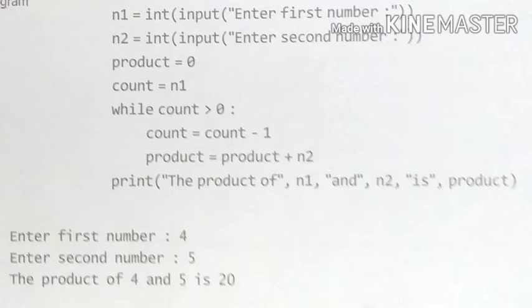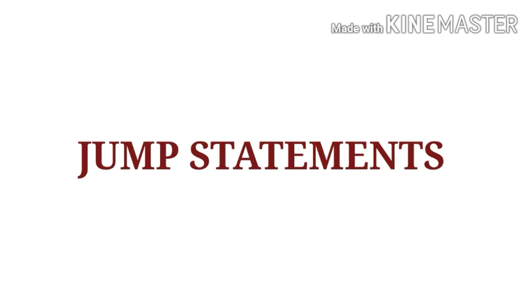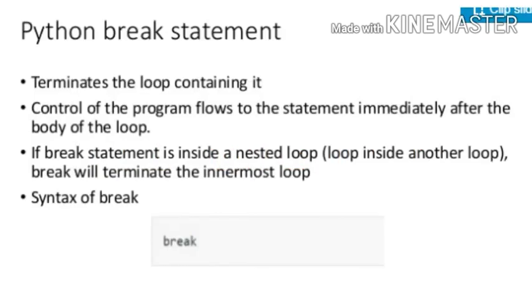Then to execute the next statement, print the product of n1 and n2 is product. That is, product of 4 and 5 is 20. Clear? Next topic is jump statements. Python offers two jump statements, break and continue. Let us first discuss break statement.